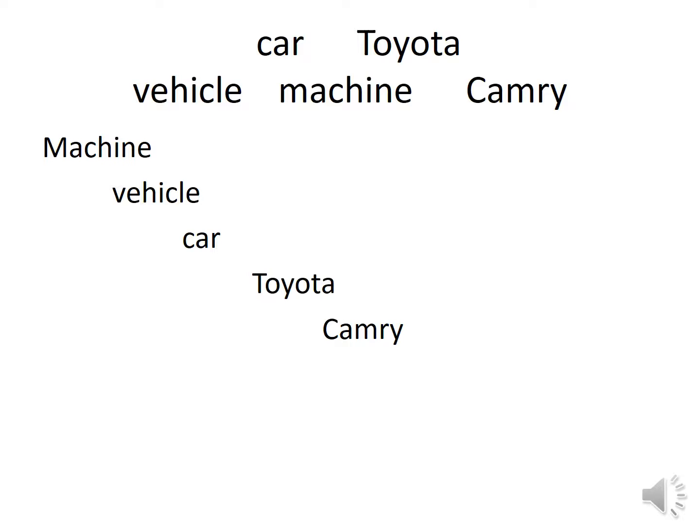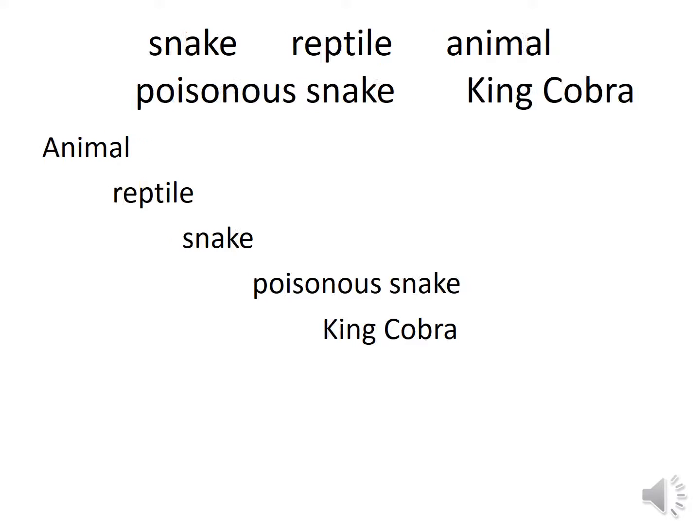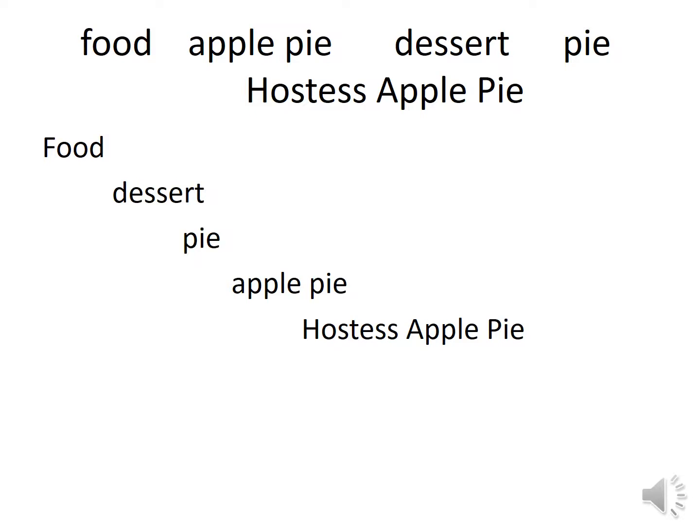Notice how the top left, machine, is the most general, so it's at the top of the ladder. Then we go down step by step to the most specific, the Toyota Camry. Again, step by step, we move from general to specific. Finally, we move from the general term food to that magnificent and specific Hostess apple pie.